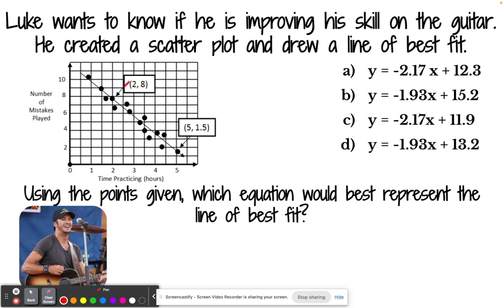I need to find my slope. Y, I'm going to say 8, y1 minus y2, which is 1.5. I do not like decimals in my fractions, but that's okay. And I have 2 minus 5. Well, 8 minus 1.5 is 6.5. And 2 minus 5 is negative 3.